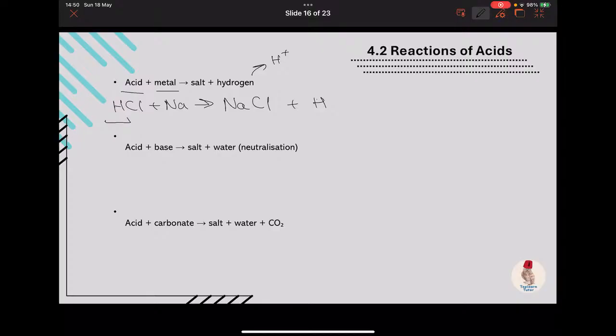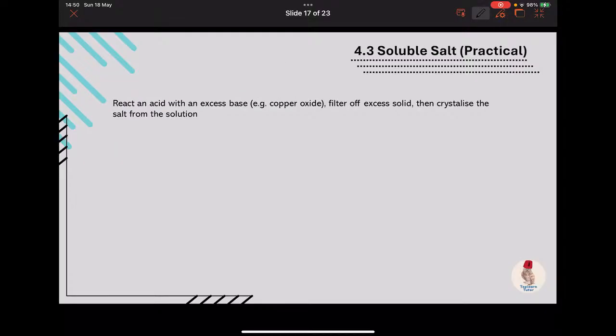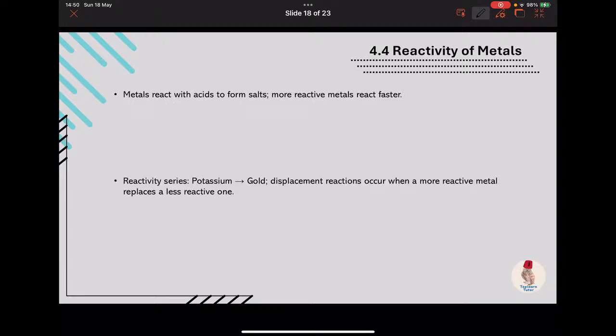Now, next we have an acid and a carbonate equals salt plus water plus CO2. Next we have soluble salt practical. Now, in this we react an acid with an excess base, and we filter off the excess solid and then crystallize the salt from the solution. Next we have the reactivity of metals.